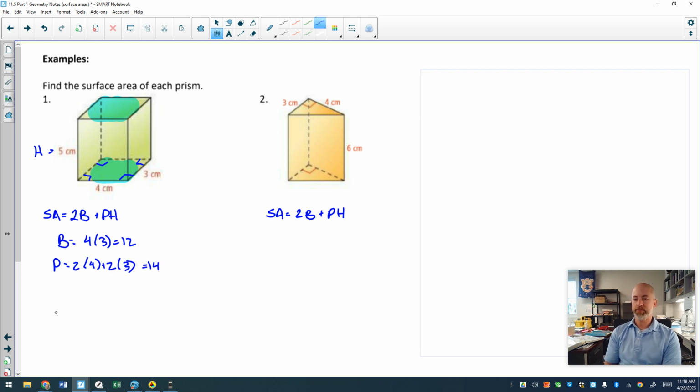8 plus 6 is 14. And now I simply throw all of that into my surface area formula, which is 2 times the area of the base, which we figured was 12, plus the perimeter of the base, which is 14, times the height of the prism, which is 5.